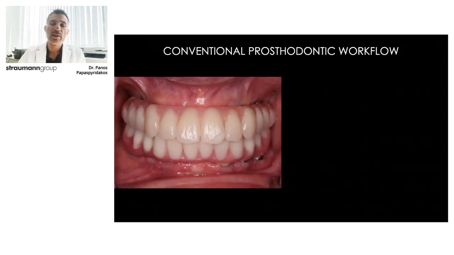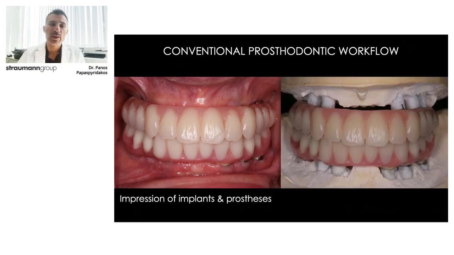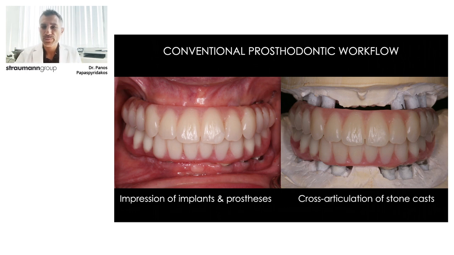So the first visit, starting the definitive rehabilitation, includes impression of the implants and impressions of the prosthesis. So we will take impregum impressions of the implants with a splinted open tray technique, and then we will also take alginate or PVS impressions or impregum impressions of the provisionals. And we will pour them with stone. On the second visit, the poured master stone casts and the provisionals will be cross-articulated on the stone casts so that we have the maxillomandibular relationship at the appropriate vertical dimension.